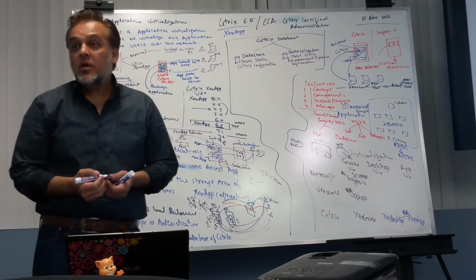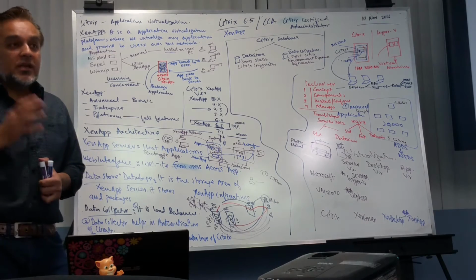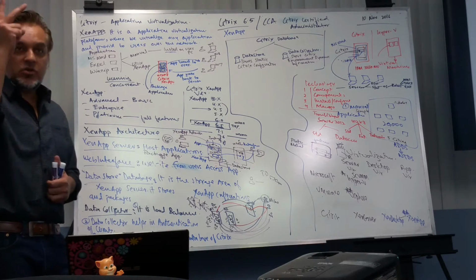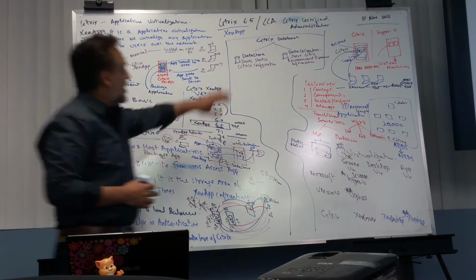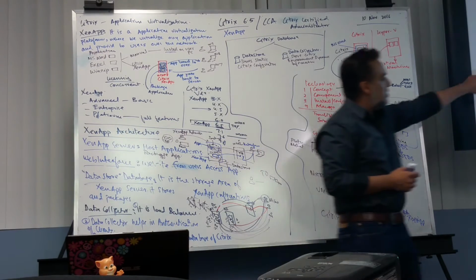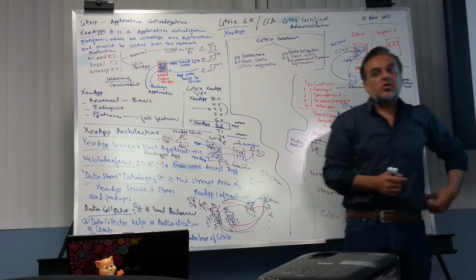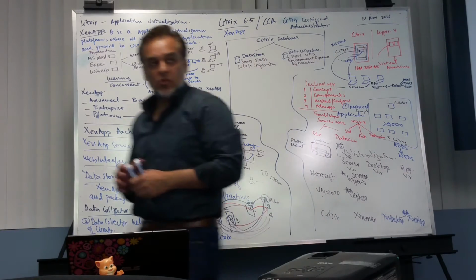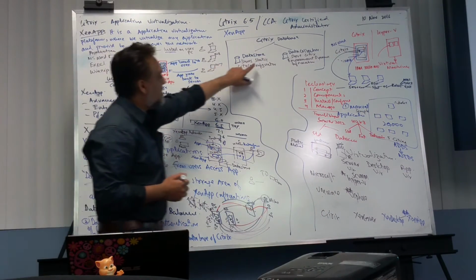Citrix environment dynamic. So if somebody asks how many databases are there in Citrix, there are two types of databases. One is data store and the other one is data collector, which is right here. So you have data collector and data store. The data store stores the static information.